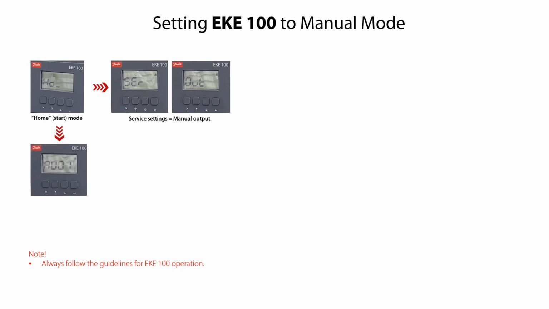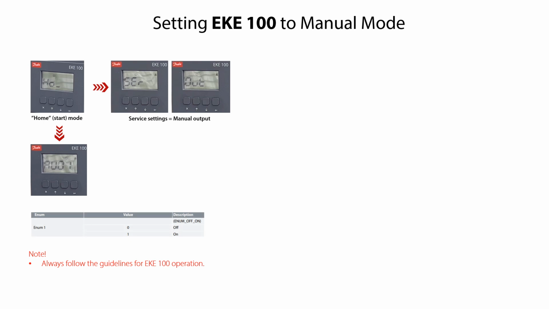From the home mode, press the arrow down key to access the service settings specified as SER. Press the enter key to access the manual output specified as OUT. Press the arrow down key several times to access the manual mode for valve A specified as AU01. Press the enter key to access the available modes.